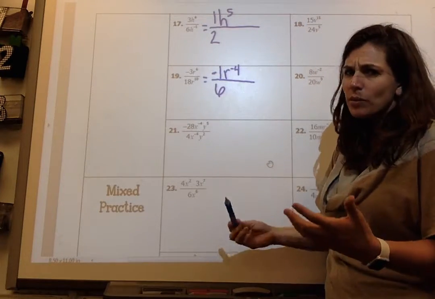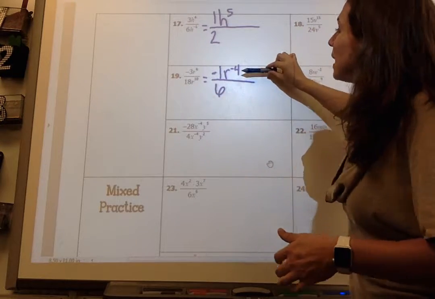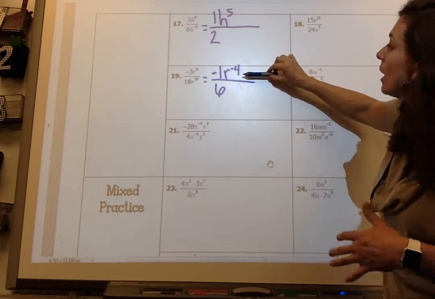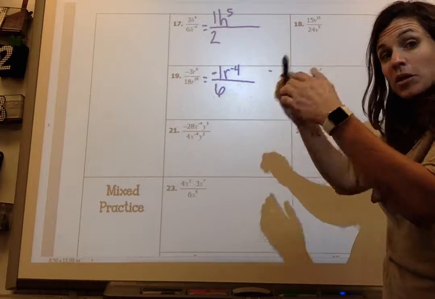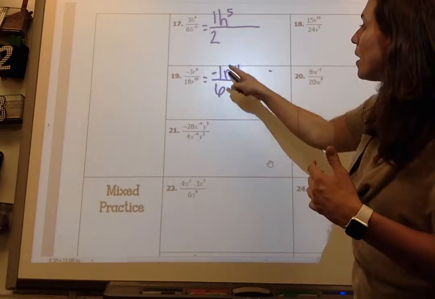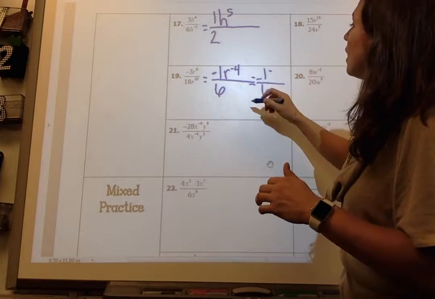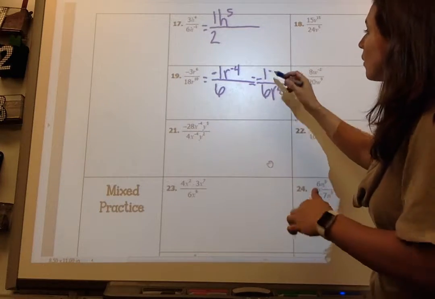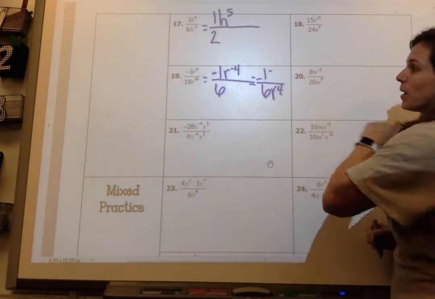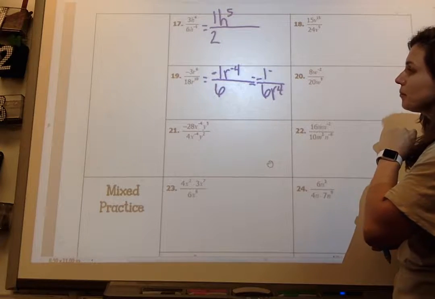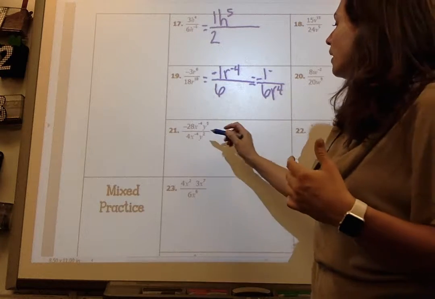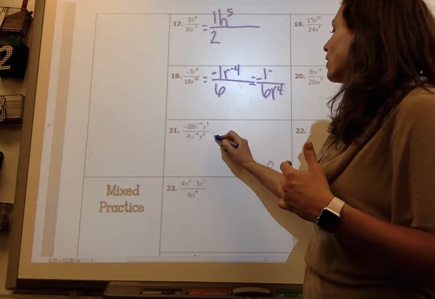Now notice what I'm doing here. I'm subtracting them and I'm keeping them as a numerator, okay? It is not until the very end that I'm going to start flipping. So negative 1 over 6 remains as negative 1 over 6, and then r comes downstairs, and my exponent becomes positive. You see that? Number 21, negative 28 divided by 4 is negative 7.